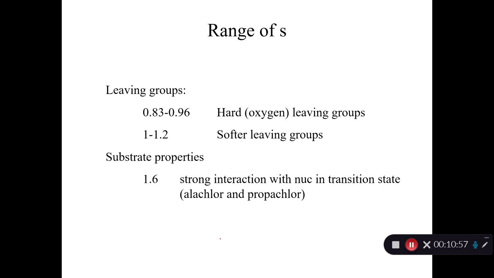S is the other parameter in this equation, and the short version is that you can assume S is equal to 1. Sometimes it does range from maybe 0.83 to 1.2. There are some very strange reactions with chemicals where it can sometimes go as high as 1.6. And unfortunately, some of those chemicals for which it can go that high are environmentally relevant, like alachlor and propachlor, because they are pesticides. But most of the time, you can just assume that S is equal to 1 and not worry about it.